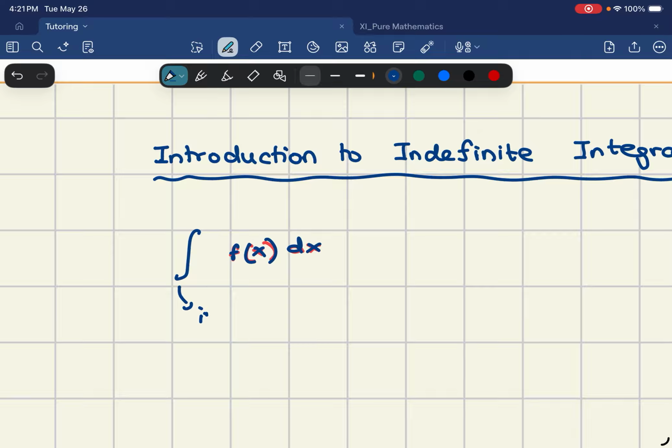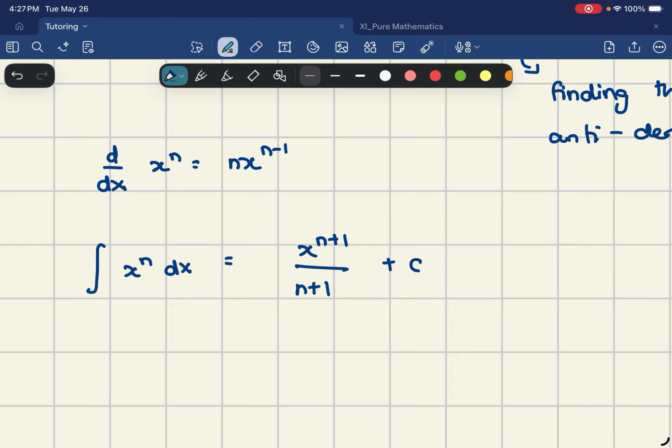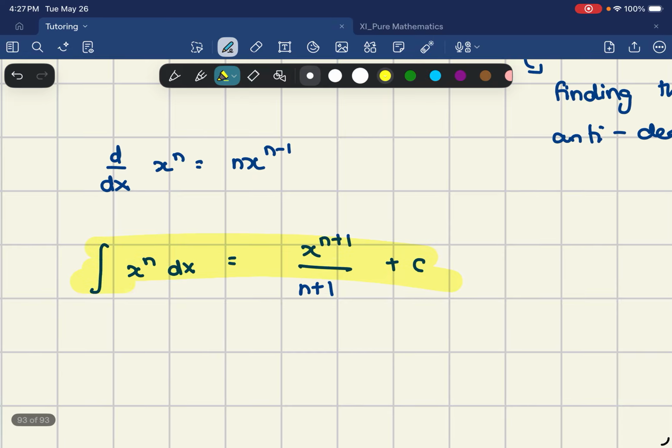Alright, so now that we have discussed that, for derivatives, we had the power rule. d by dx of x to the power n is n x to the power n minus 1. For integration, we have this rule. If you're integrating x to the power n dx, then what you are going to do is increase your power by 1, and divide by your new power, plus c. So we are going to be using this formula.